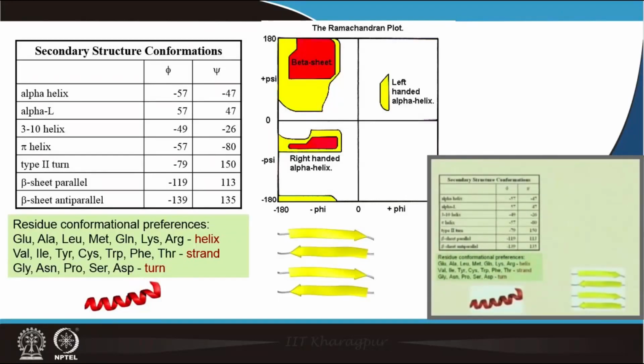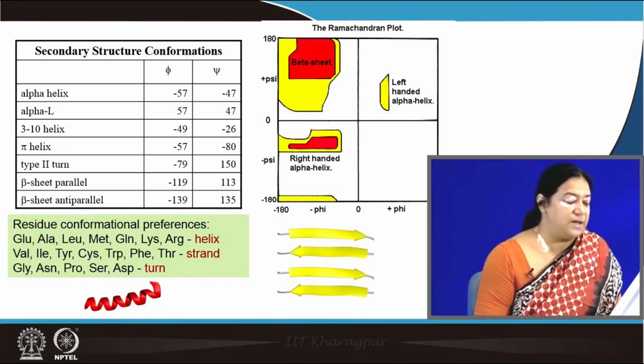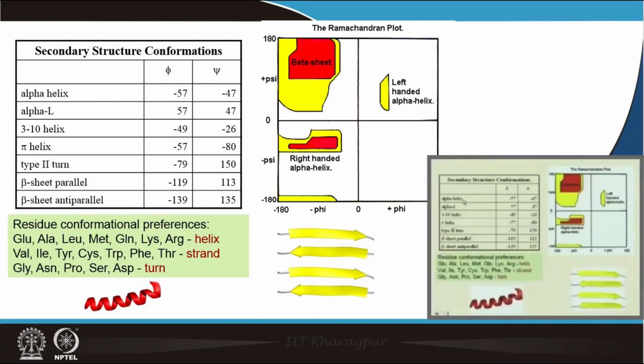Okay, so what do we have here? We have different secondary structure conformations. Now what do we mean by secondary structure conformations? You can have an alpha helix. We know what an alpha helix is. We are going to go into more details of alpha helix into understanding their hydrogen bonds.